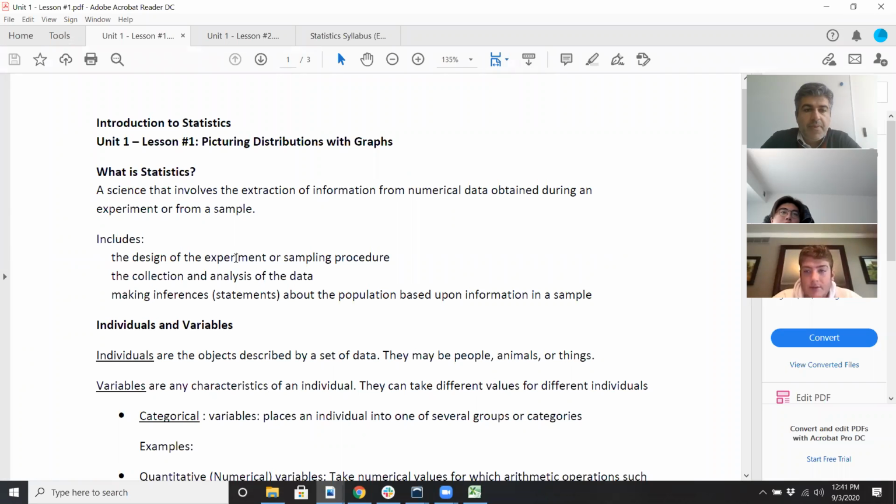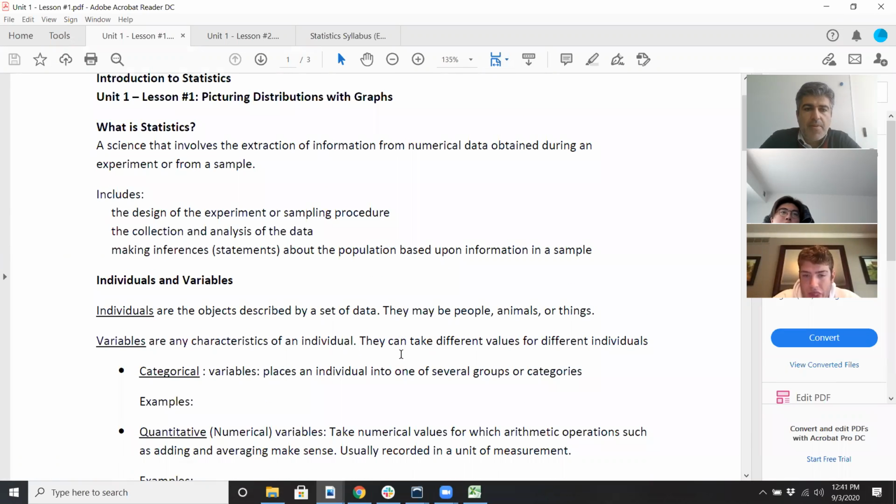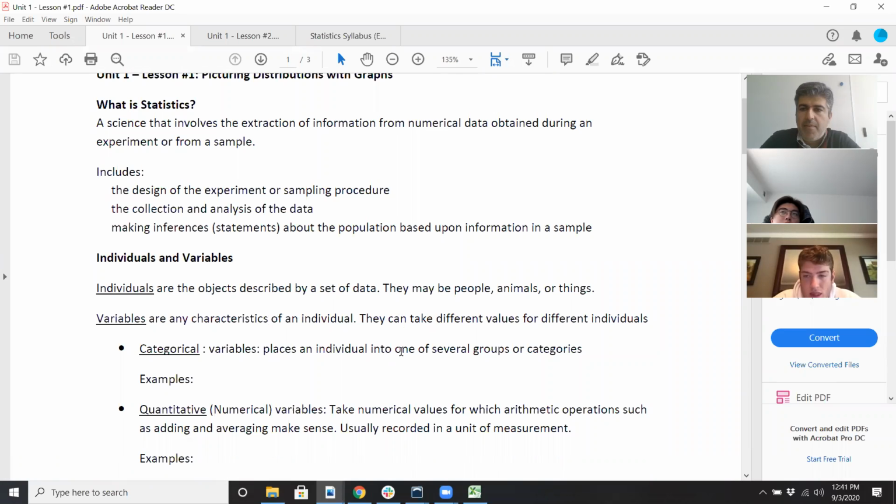So what is statistics? Just so I give my voice a little break, we'll go around the room. Each person will read a portion of the notes. So Teddy, I'm just going to go based on who I see below me on the screen here. Teddy, would you like to read that first sentence about what is statistics? Yeah. So what is statistics? A science that involves the extraction of information from numerical data obtained during an experiment or from a sample. Includes the design of the experiment or sampling procedure, the collection and analysis of the data, making inferences, statements about the population based on information in the sample. Perfect, you can stop there. Thank you, Teddy.